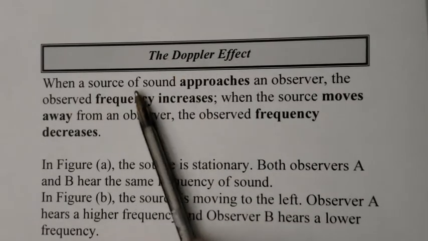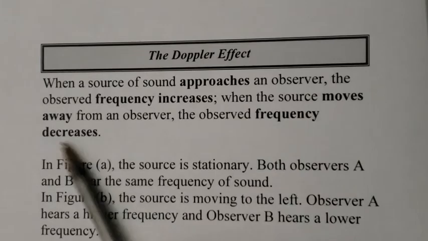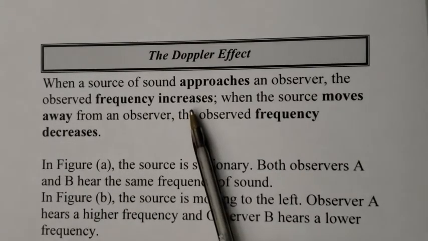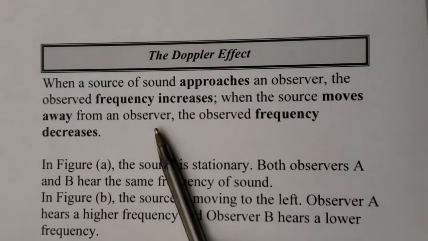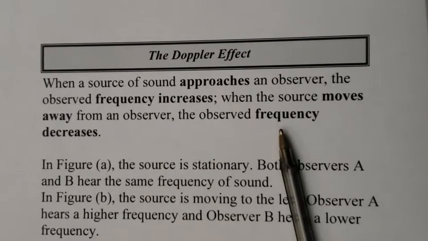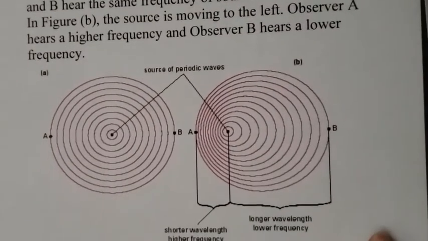So when a source of sound approaches an observer, in the case of a racetrack, the source would be the car, you're the observer. The observed frequency increases. That's the higher pitch that we hear. When the source moves away from the observer, so that means once the car is past you, all of a sudden the frequency decreases. You hear a lower pitch. So I have a diagram here trying to explain this phenomenon.